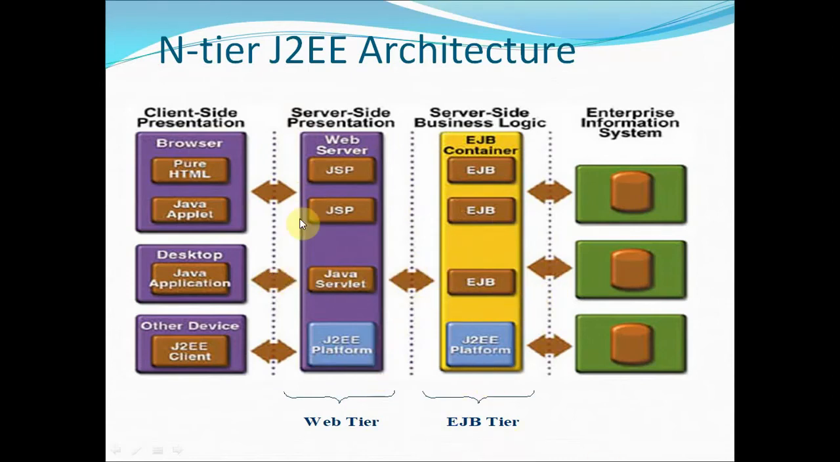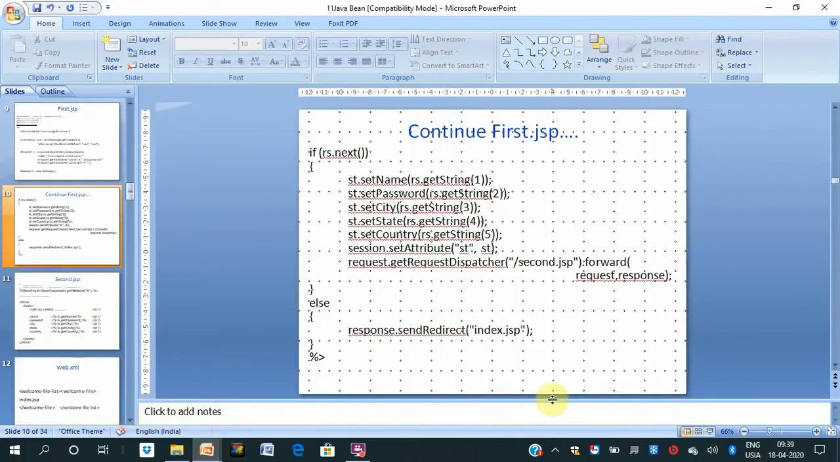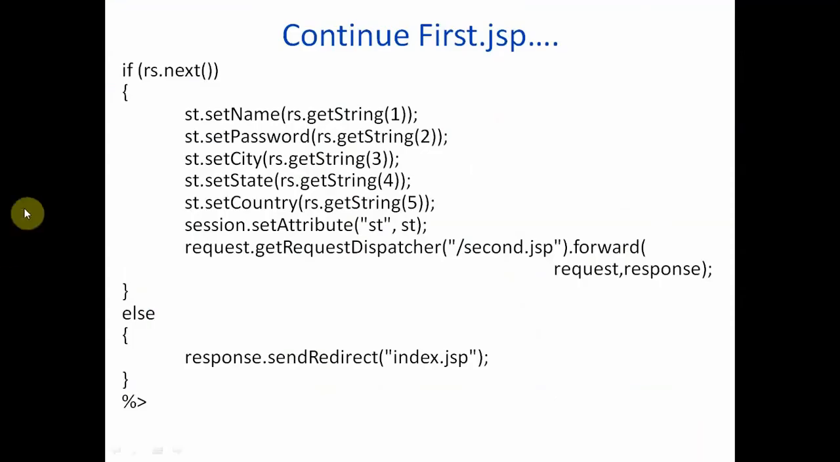So here we have an interface. This is showing that data is transferred to here, and as well as in the reverse direction. So through EJB it will transfer to the JSP. So you can understand this fact. This is a very important fact. So now see, again I am coming to the same previous slide. This is very interesting as well as very important.